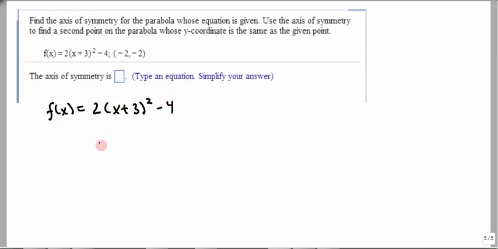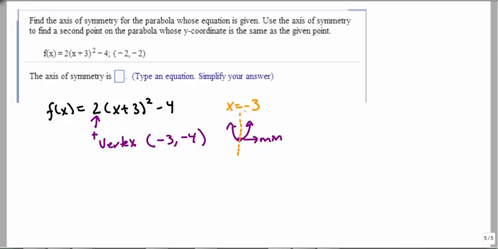So our vertex we can get from here. Remember, it's opposite of what's in an x, and then the y value is just what's on the outside. So I know the vertex of this parabola is -3, -4. This is positive, so I know it's opening up. So I know that this is a minimum point. And I also know that my axis of symmetry is right here, and it's whatever the x value is, which is -3. So I have all sorts of things going on here.